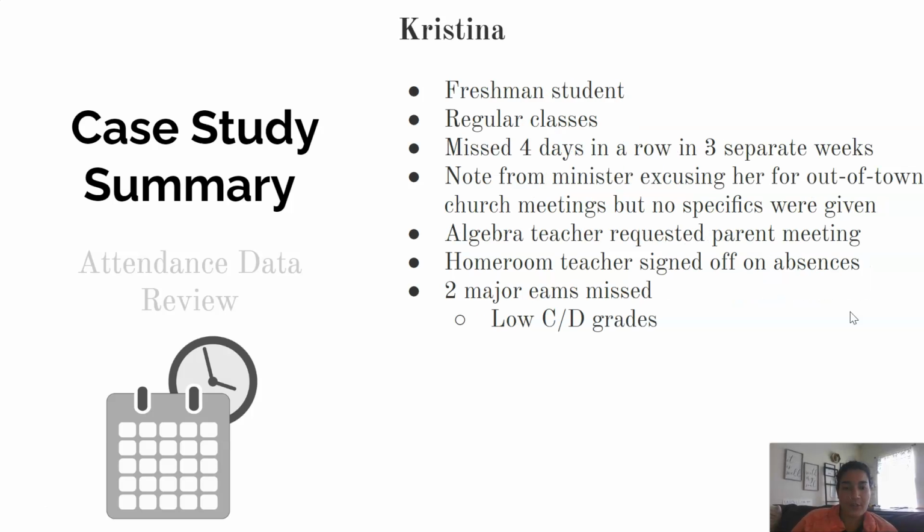The next student the principal looks into is Christina. She's a freshman. She attends regular classes, no honors, nothing extra like that. She missed 4 days in a row for several weeks. So on 3 separate weeks, they noted 4 out of 5 days absent. What the principal finds in her file is that there are some notes from her minister excusing her for out of town church meetings. However, there really aren't specifics. It's not where she's going, why she's going, maybe the name of the conference she's attending, anything like that. It's just general notes that she has to be gone for church.